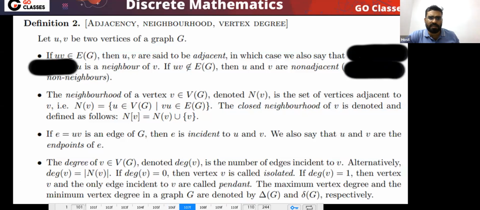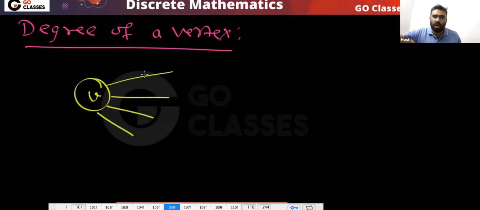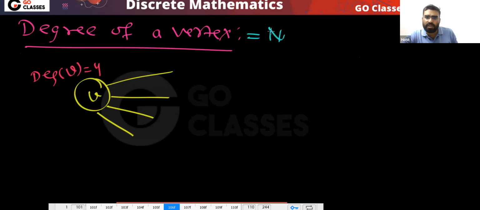Now the next concept is the degree of a vertex. What is the degree of a vertex? It is very simple. If you have a vertex, for example V, then how many neighbors it has, that is the degree of the vertex. For this vertex V, the degree is 4. So the degree of a vertex is the number of edges incident on it.